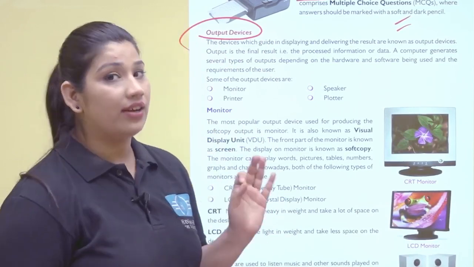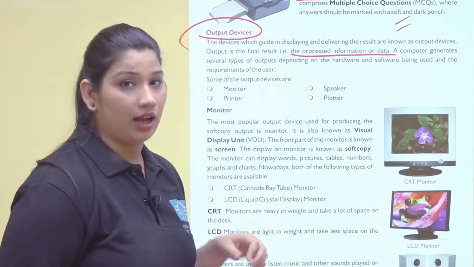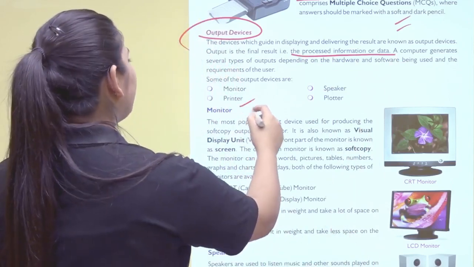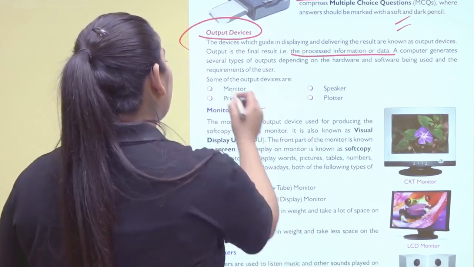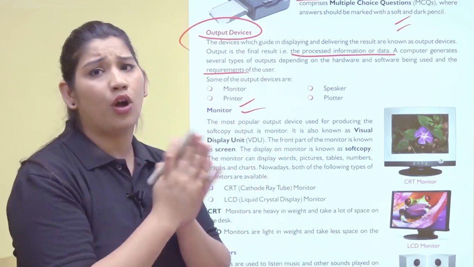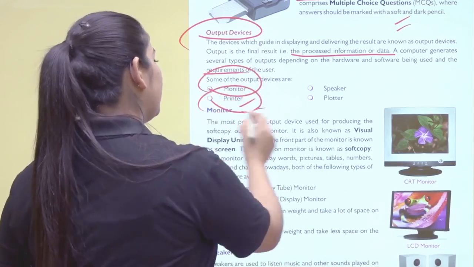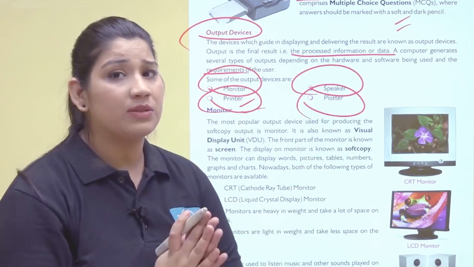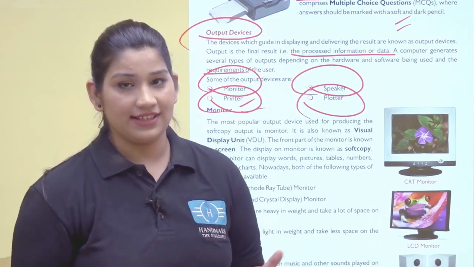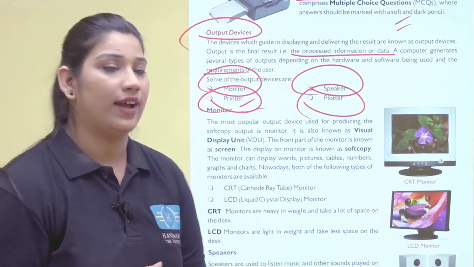Output means the final result, which means the processed information or data. A computer generates several types of outputs depending upon the hardware and software used and the requirements. Some common types of output devices are monitor, printer, speaker and plotter. I hope you all must be aware of all of these devices. Let's have a close look and understanding of these output devices.